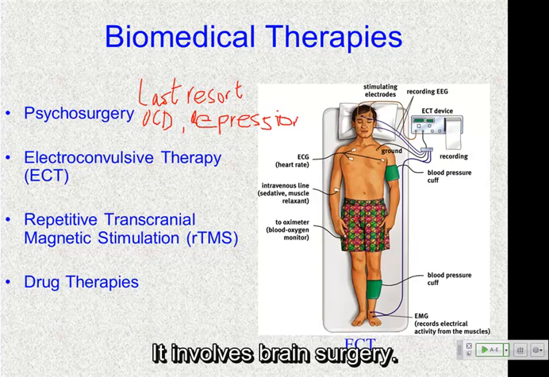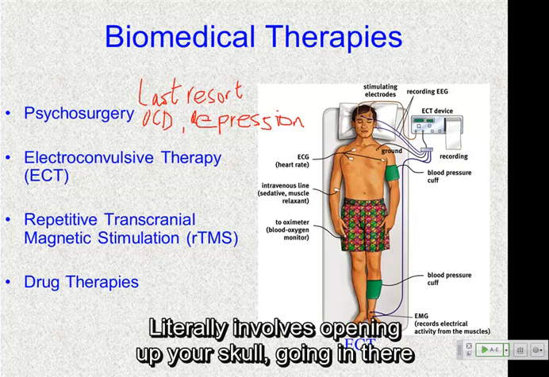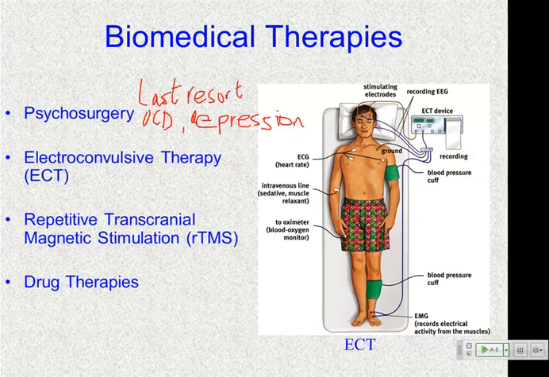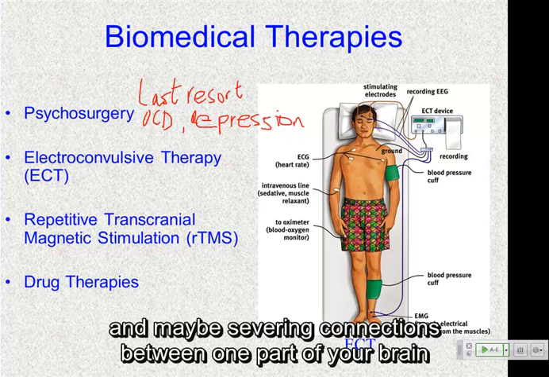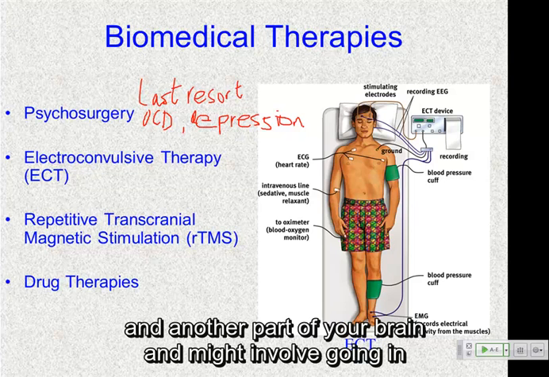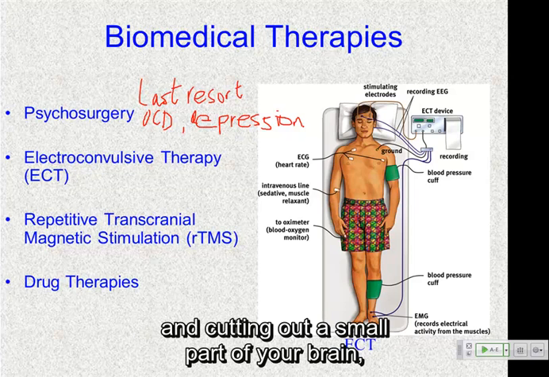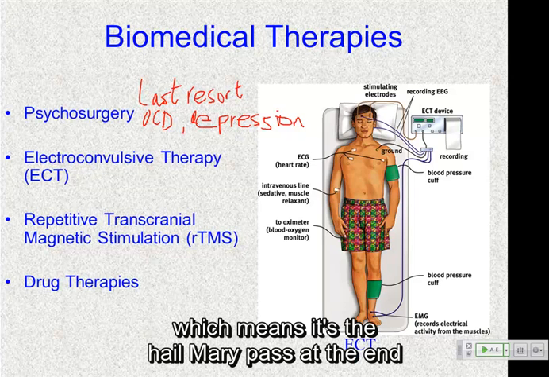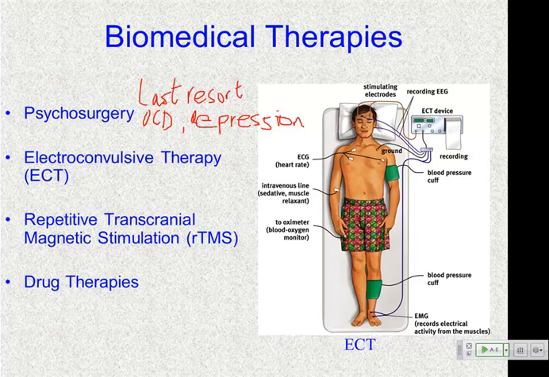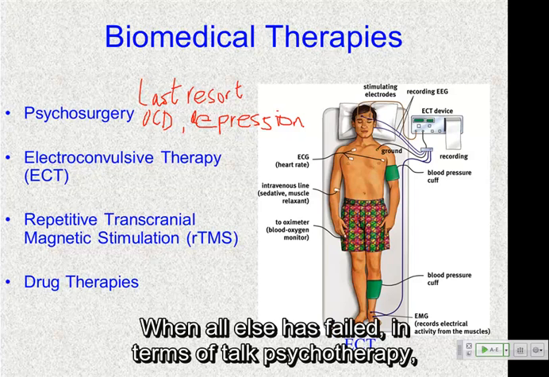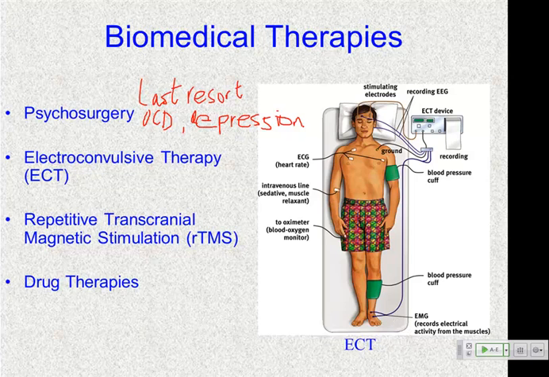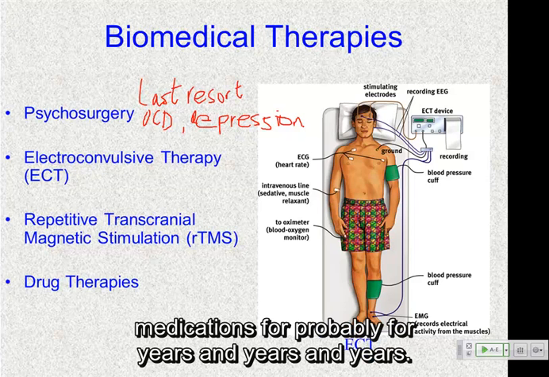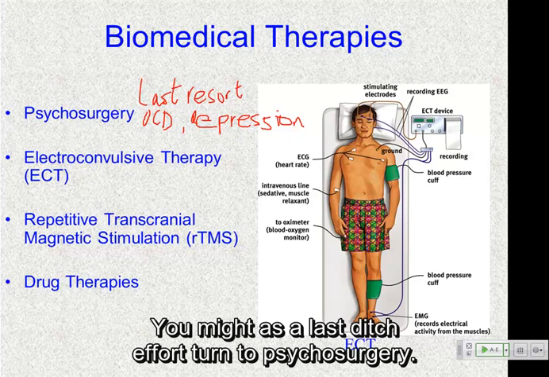So what does it involve? It involves brain surgery. It literally involves opening up your skull, going in there, and maybe severing connections between one part of your brain and another part of your brain. It might involve going in and cutting out a small part of your brain, etc. It's a treatment of last resort, which means it's the Hail Mary pass at the end of the football game, right? When all else has failed in terms of talk psychotherapy, medications, probably for years and years and years, you might, as a last-ditch effort, turn to psychosurgery.